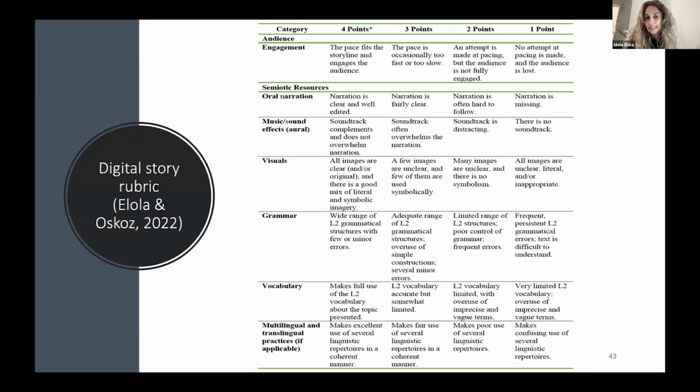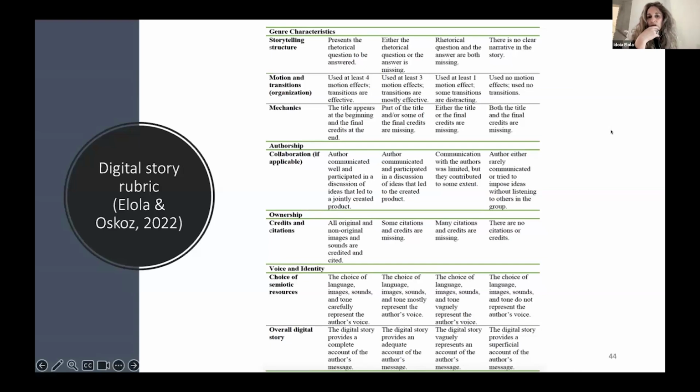So one is audience, with this idea of engagement with the pace, how they tell the story, is it too fast, and so on. Semiotic resources, they're going to have oral narrations because they're narrating orally. They're integrating music and effects. We want to make sure that they help the story instead of overwhelming the narration because it's too loud. What images were we using? Literal, more metaphoric, whether the grammar is good or not, vocabulary. In the case of the poem, we might want to have a category for translingual practices, if that was working or not, or have a time for the students to reflect.